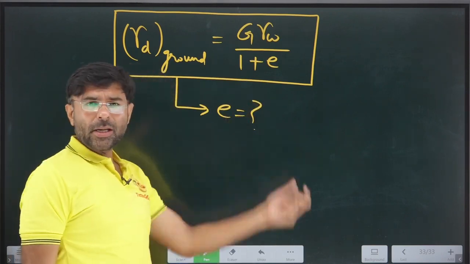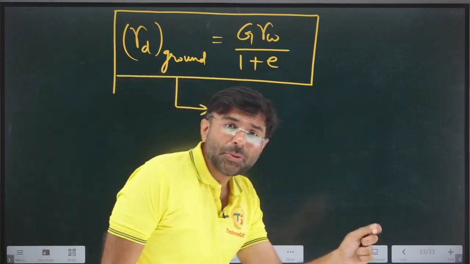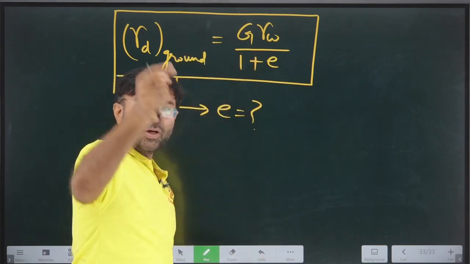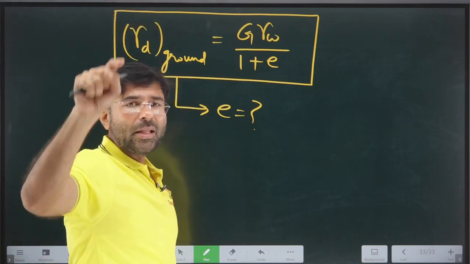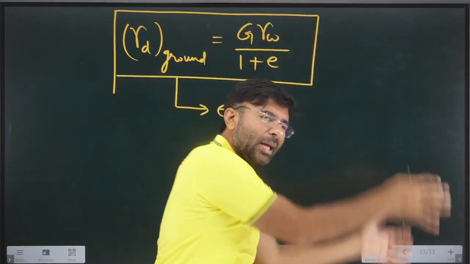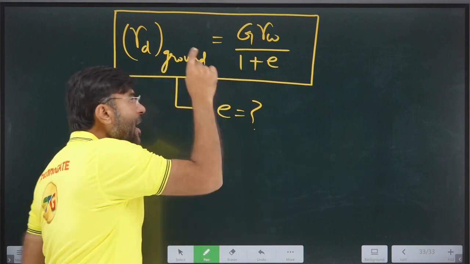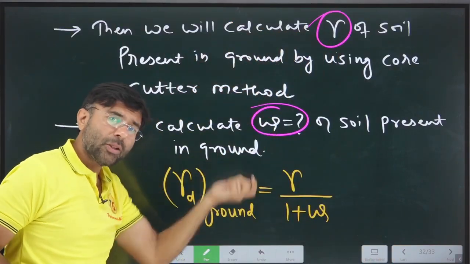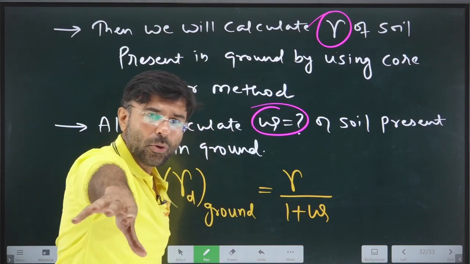Can I say this void ratio will be the void ratio of the soil which was in the natural state? Because this calculation was done for the soil which was present in the ground. So the soil which is present in the ground is actually the soil which is in a natural state. The sample which I have taken from the ground will be in a disturbed state, not in a natural state. But since I have performed this experiment, I have calculated gamma and water content of the soil which was present in the ground. By going into the ground, I have performed the core cutter method.